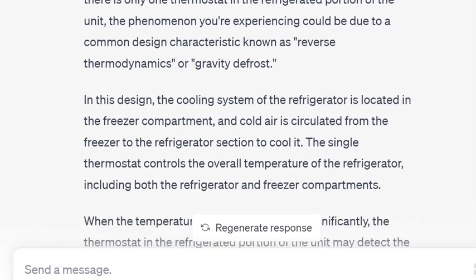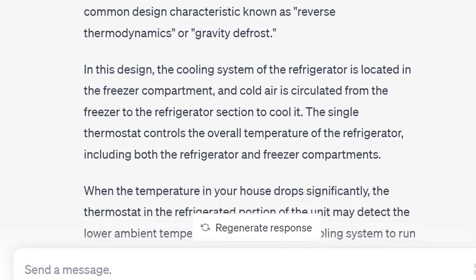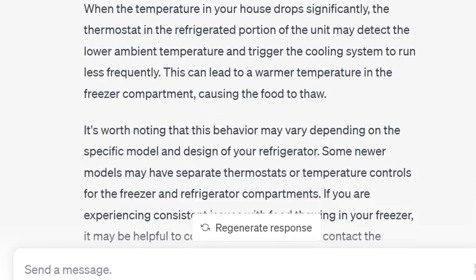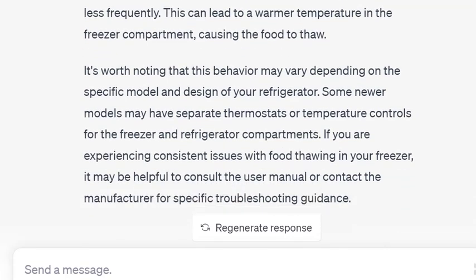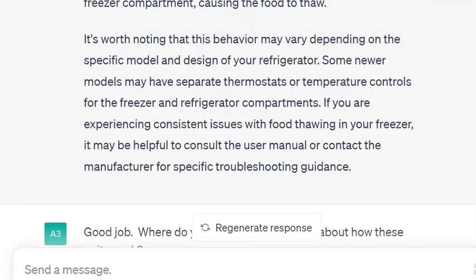thermodynamics or gravity defrost. So it tells you about the design. The cooling system of the refrigerator is located in the freezer compartment, and the cold air is circulated from the freezer to the refrigerator section to cool it. So it basically figured it out. It said when the temperature in your house drops significantly, the thermostat in the refrigerated portion of the unit may detect the lower ambient temperature and trigger the cooling system to run less frequently. So it had access to this design, and then it figured out why this phenomenon was happening, which seems to be applying logic. It has its information and it applies some kind of logic to it.